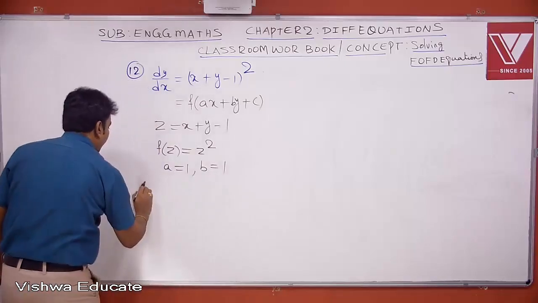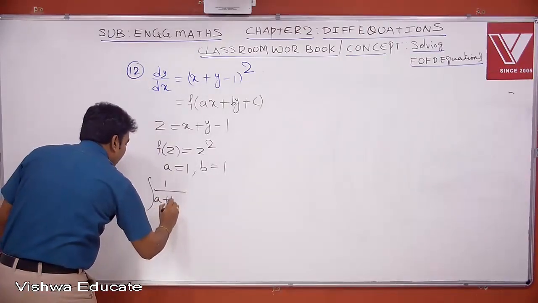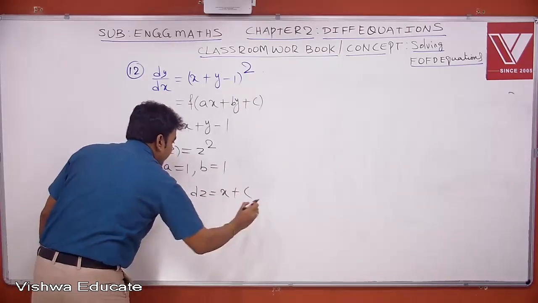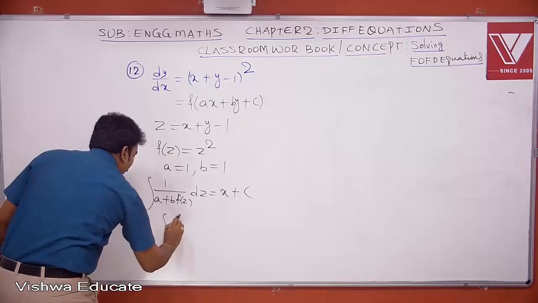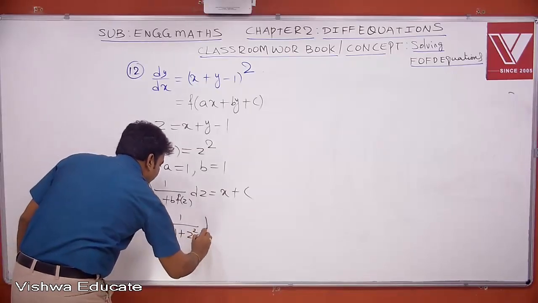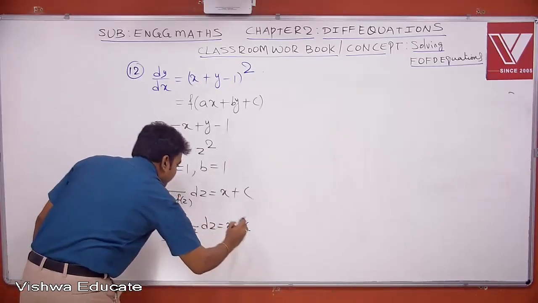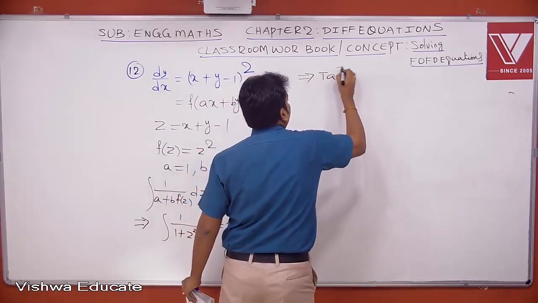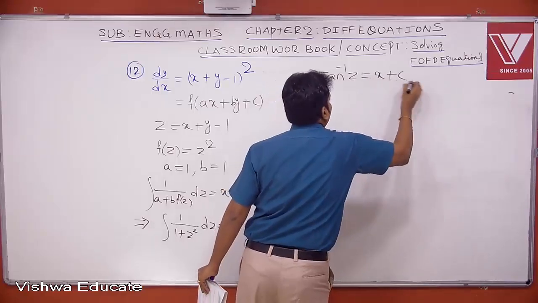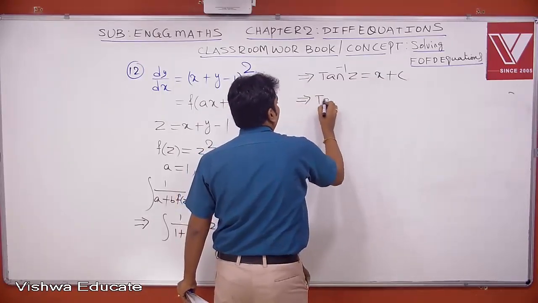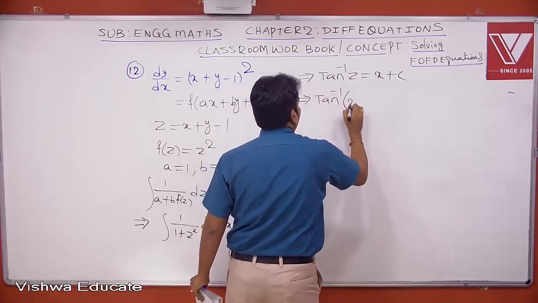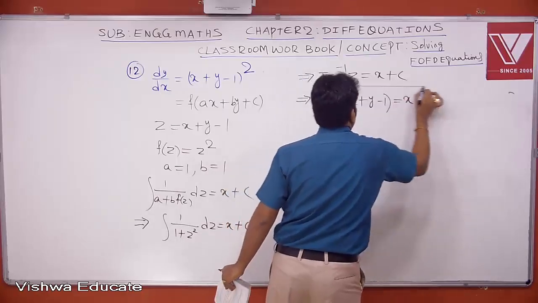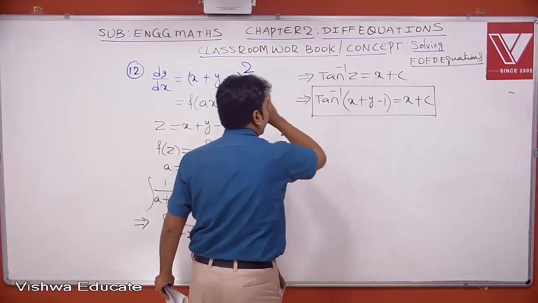So its general solution is given by integral 1 by a plus b into f of z dz equal to x plus c. So this implies integral 1 by 1 plus z square dz equal to x plus c. Integral 1 by 1 plus z square dz is tan inverse z. So tan inverse z equal to x plus c. So this implies tan inverse of z, which is x plus y minus 1, equal to x plus c. So this is the general solution of this equation.